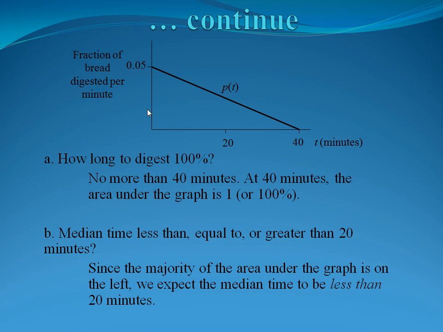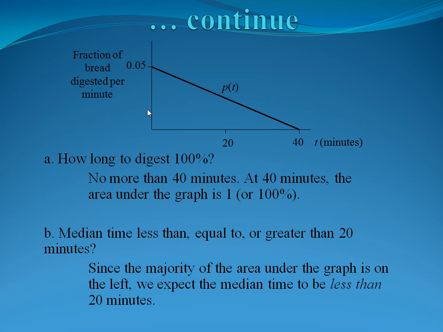Part A. How long to digest 100% of the bread? Well, we know that it's going to be no more than 40 minutes, because at 40 minutes, the area under the graph is 1, or 100%. That's how PDFs are defined. So here we can see that our time options are 0 to 40, 40 being the upper bound.